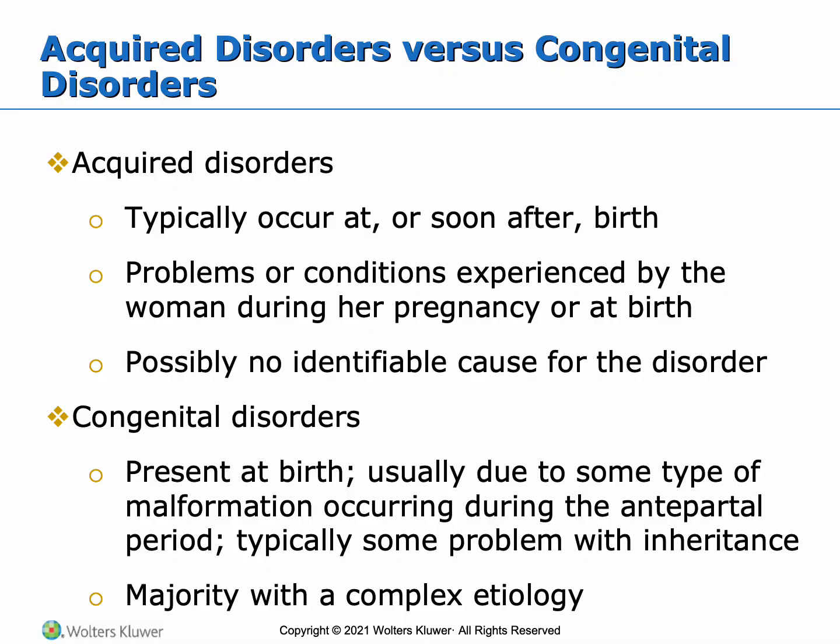So, acquired disorders, these are basically gotten. So, you acquire them, right? These typically occur at or soon after birth. They can result from problems or conditions experienced by the woman during her pregnancy or at birth, such as diabetes, maternal infection, substance abuse, prolonged rupture of membranes, fetal distress, but there may be no identifiable cause.